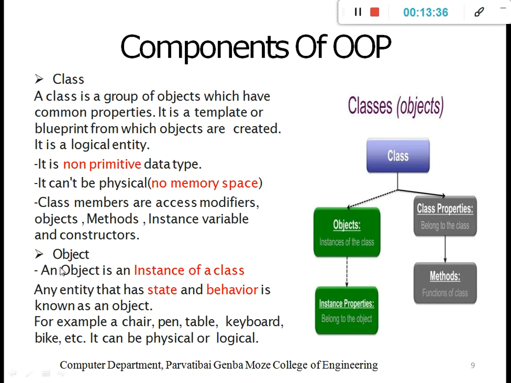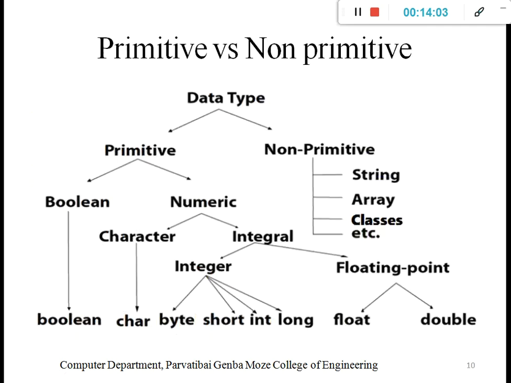Then what is an object? An object is an instance of a class. An entity that has a state and a behavior is known as an object. For example, chair, pen, table, keyboard are simple objects. A particular object has state and behavior. Pen is one class, and your pen, my pen, your table, my table are the particular objects that come under the classes.